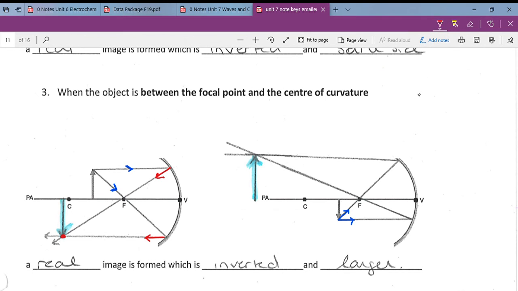So when the one that came in parallel reflects, it's going to go through the focal point. And then when the one that went through the focal point reflects, it's going to come out parallel. And where they converge is where my image is going to be formed. Sometimes you have to extend your principal axis to help yourself out. But again, you get a real image because it's on the same side as your original image, which is also inverted, and it's larger. All right.